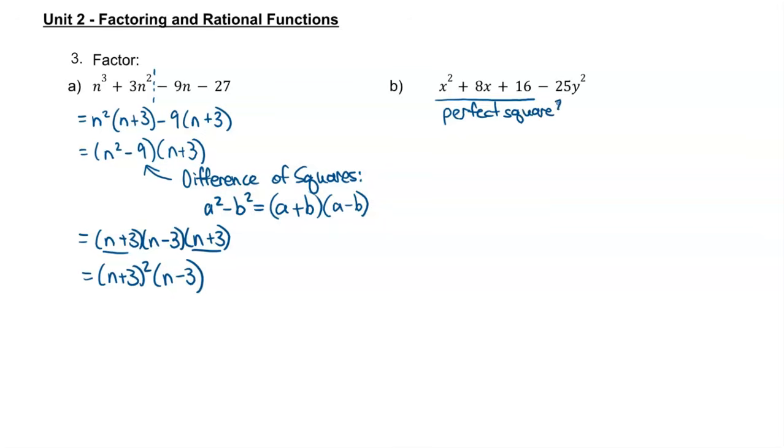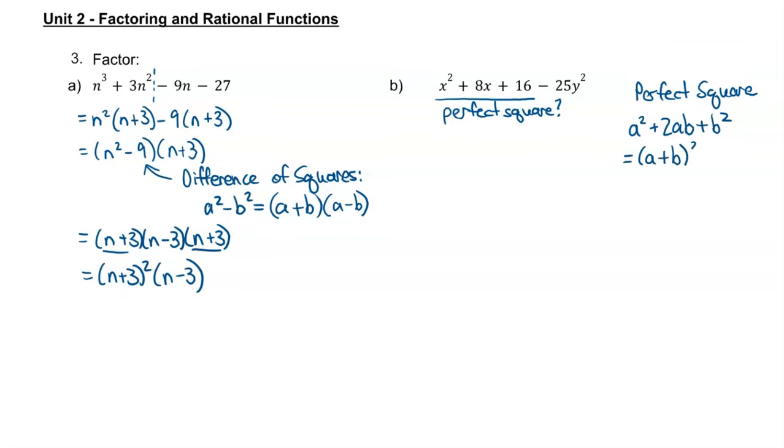Now remember what a perfect square is. A perfect square is something that is in the form of a squared plus 2ab plus b squared. And if that's the case, then we can write that out as a plus b all squared. And so what we're going to do is see if we can write that out. If there's a minus before the second term, it's a minus between the a and the b. Now here it's just a plus, so we're good with the positive.